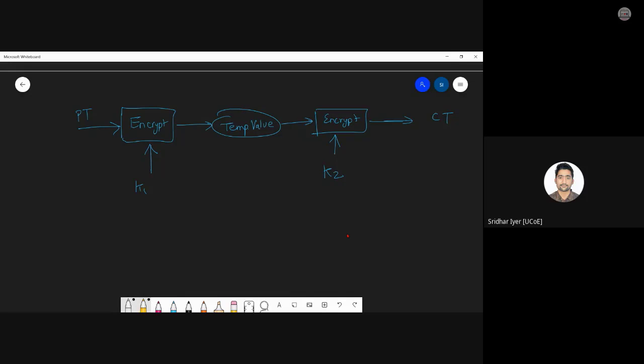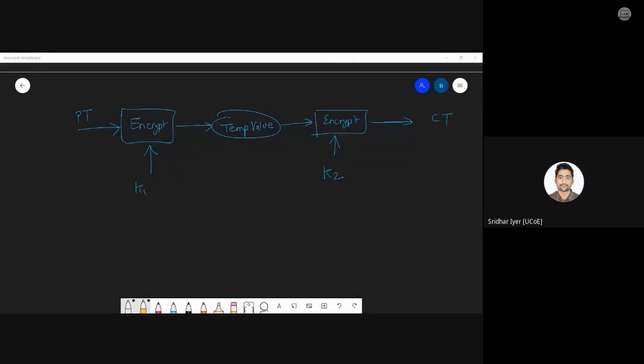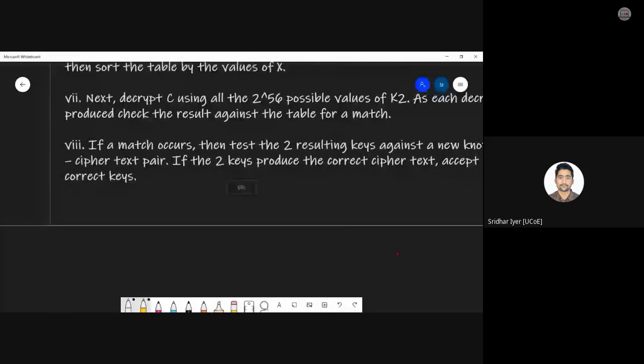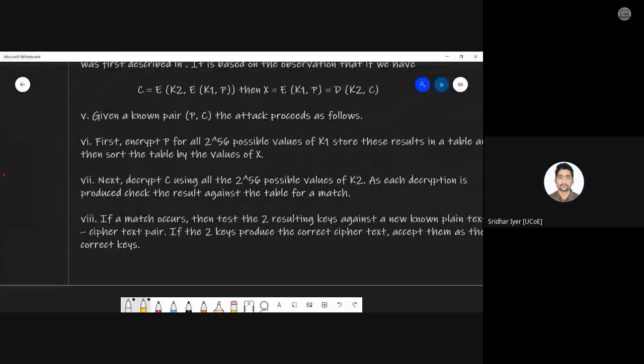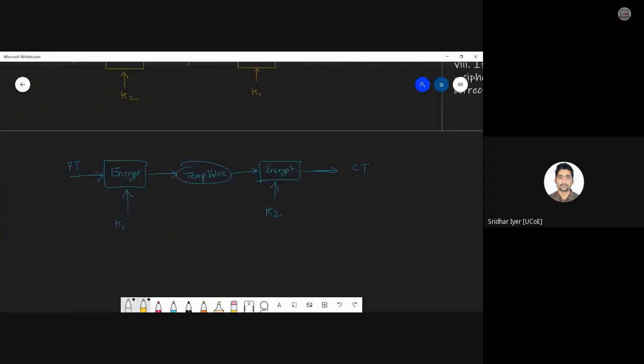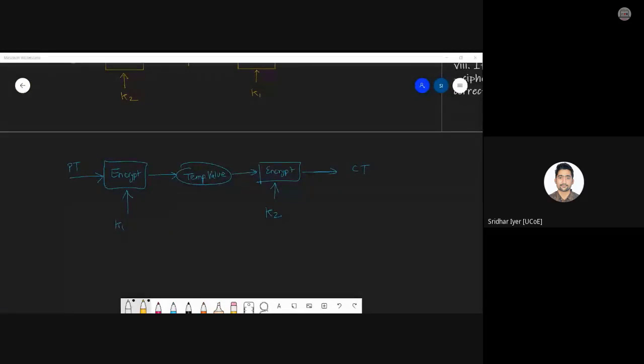Is this clear or not? I'm talking about the cryptanalysis part. If you want me to explain it once again, let me just read it once again. We encrypt P for all 2 raised to 56 possible values of K1, store these results in a table, and then sort the table by the values of X. Do you need any more further explanation? I will repeat it once again.